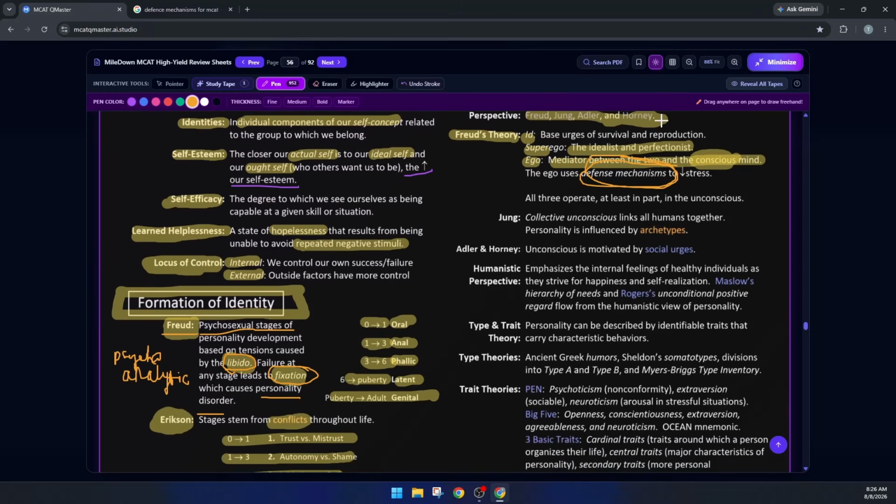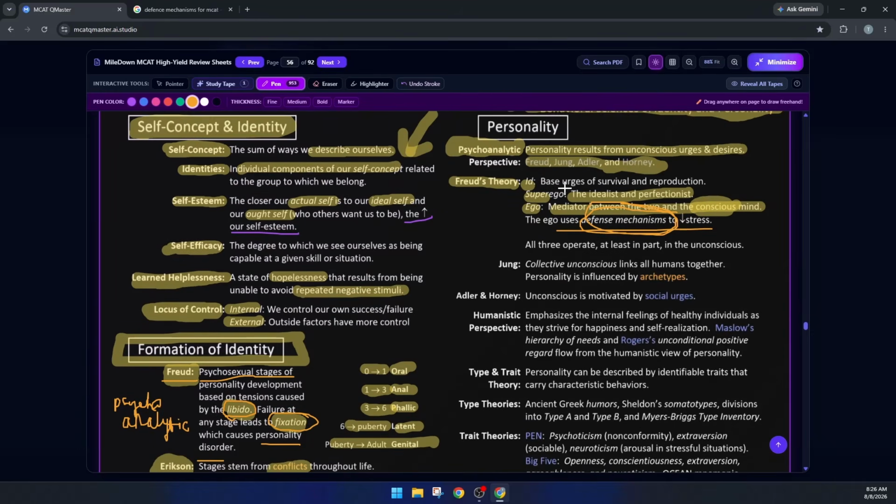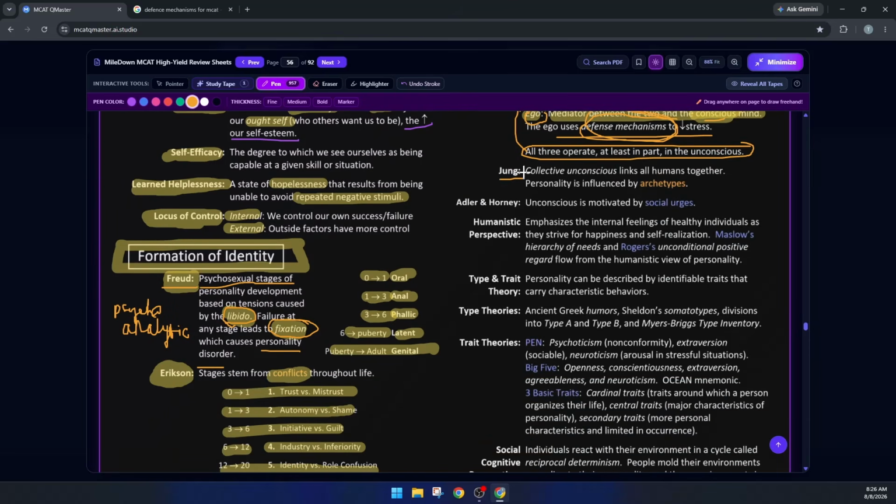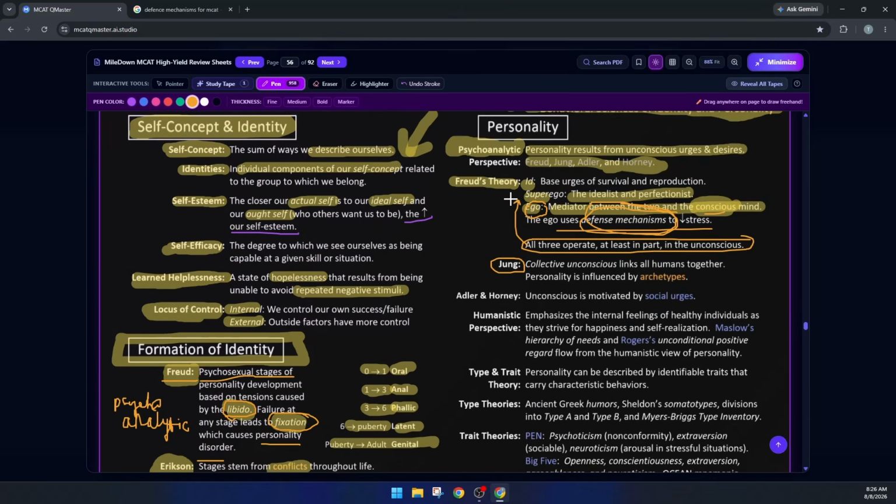So that's just an example of one of the defense mechanisms, but you should know all of them, right? All 3 operate at least in part in the unconscious. So all 3 of it's saying your id, superego, and ego are at least in part in your unconscious. So the ego, yes, it's dealing with your conscious mind, but it's also part of your unconscious too. Okay, Jung, I think people say Jung. Collective unconscious links all humans together.